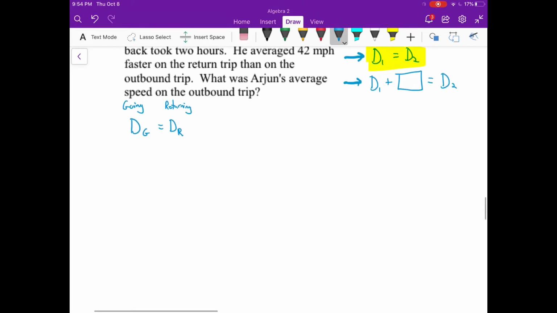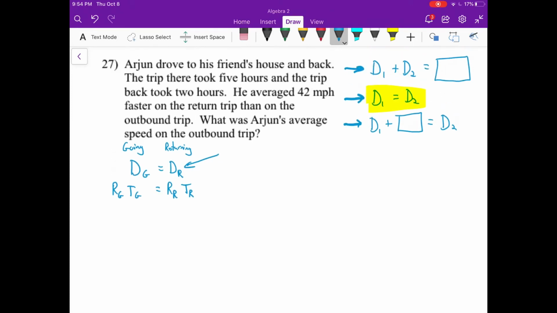Well, we know that distance is equal to rate times time. So this is going to be our rate going times the time going is going to be the rate returning times the time returning. So we needed to figure out that the distances were the same. Usually if someone's going there and then returning, the distances will be the same.